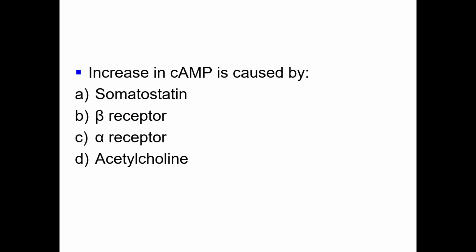The next question is: increase in cyclic AMP is caused by. I've shown you in this beta receptor where the adenyl cyclase is the effector pathway. The adenyl cyclase is going to convert ATP into cyclic AMP. So there is an increase in cyclic AMP which is seen with the beta receptor. So the right answer is beta receptor.